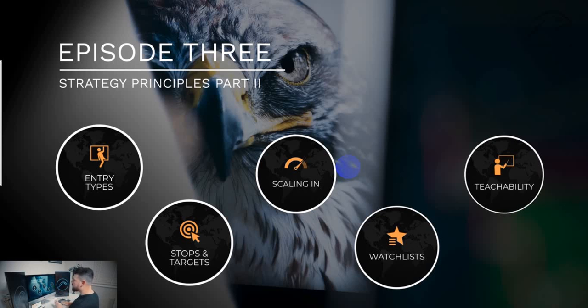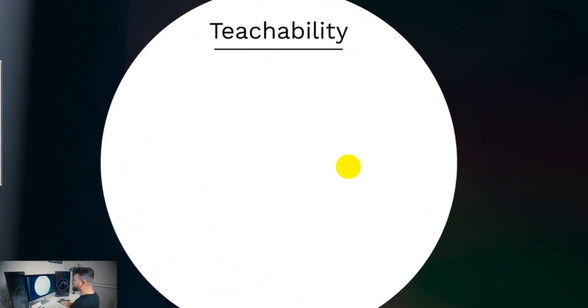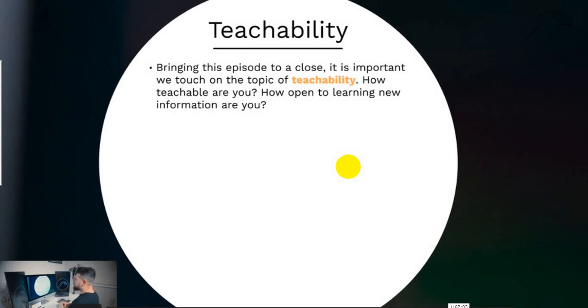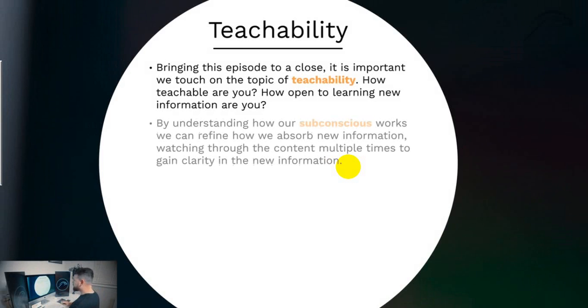Now I want to move on to the last part on episode 3, part 2, which is teachability. This is very, very important because you're learning a lot of strategy-based stuff, and it's important that you have an open mind. Bringing this episode to a close, it's really important that we touch on the topic of teachability. Understanding, and asking that question, how teachable are you? How open are you to learning new information?